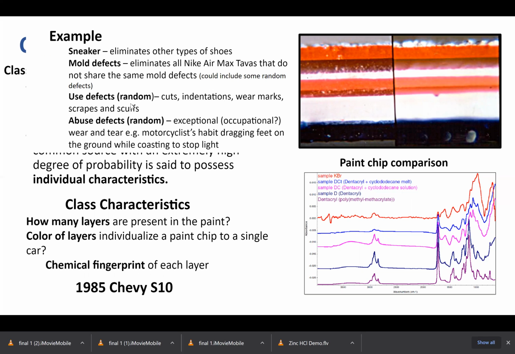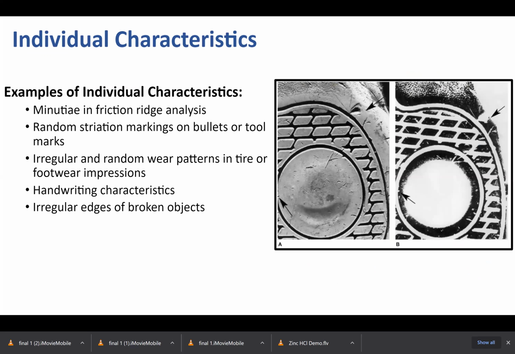Then you have use defects, which are random, right? They're not uniform, which are just cuts, indentations, wear marks, scrapes, and scuffs that happen when you actually wear a sneaker. And then abuse defects, which are also random, and these are exceptional wear and tear, such as a motorcyclist's habit of dragging his feet on the ground while coasting to a stop light. So these are different examples of how you can start to narrow down a class characteristic to where it's pretty close to an individual characteristic.